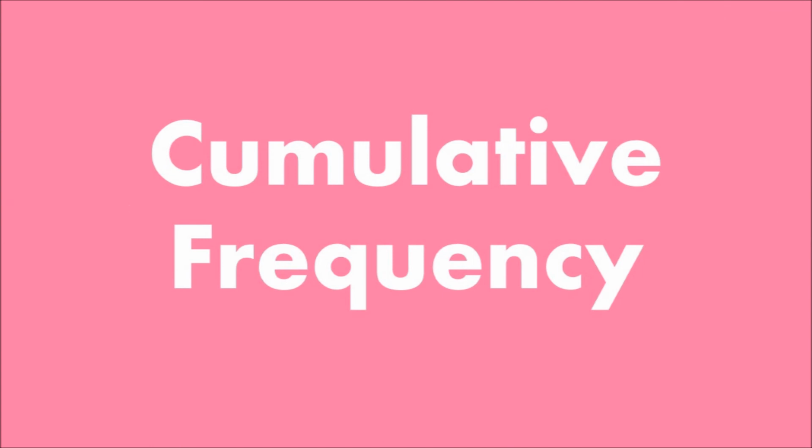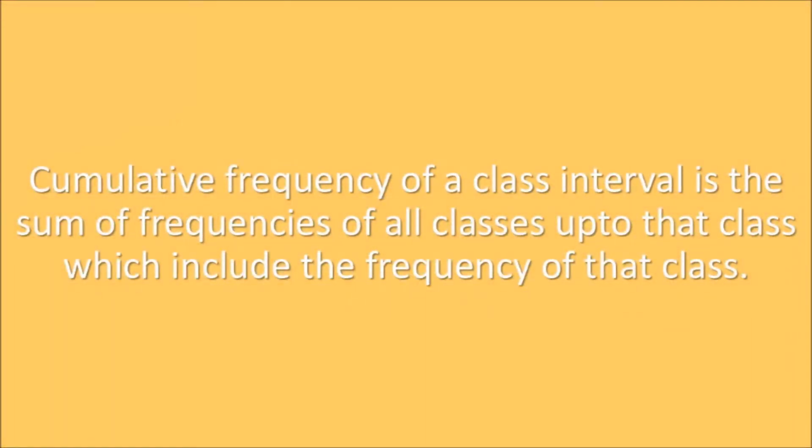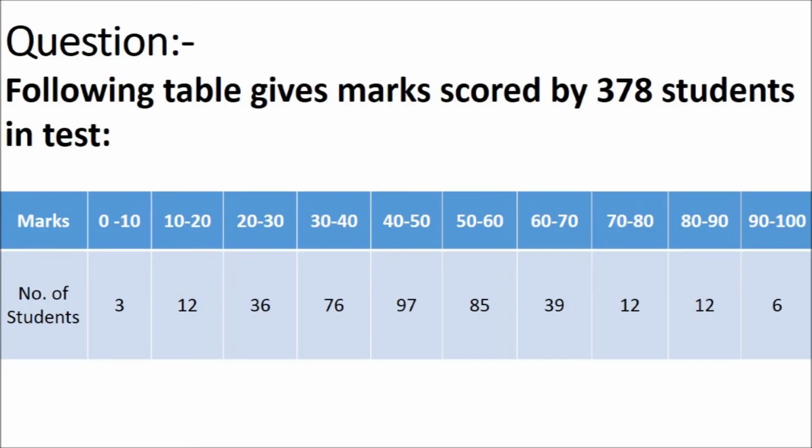Our next topic is cumulative frequency. The cumulative frequency of a class interval is the sum of frequencies of all classes up to that class, which includes the frequency of that particular class. Cumulative frequency distributions are of two types, that is, less than and greater than or more than frequencies.